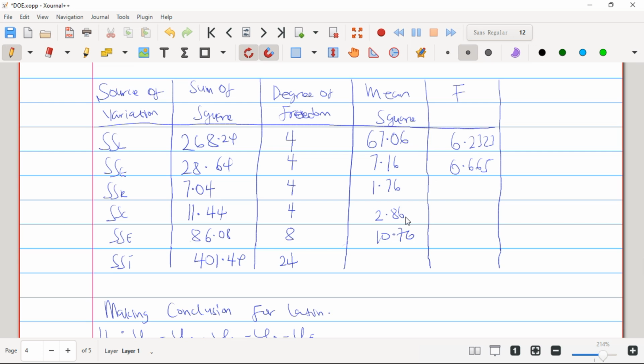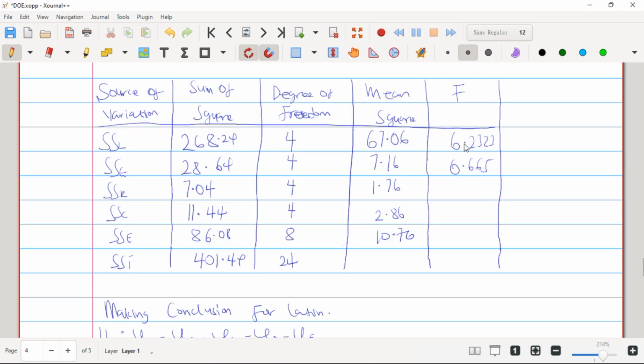But we are interested in the F. We are not interested in the sum of squares. So if we are really interested in the F, we are going to get F statistics for our Latin letter, and F statistics for our Greek letter. So here what we do is pick the MS for the Latin and divide it by the error mean square. You pick the MS for the Greek and divide it by the error mean square. Once you divide, you are going to get a nice F statistic here.